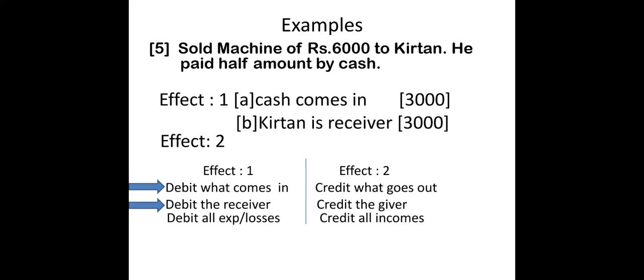Okay, so in effect number 1b, we can write Kirtan is the receiver because he is receiving half machine on credit. So debit the receiver.